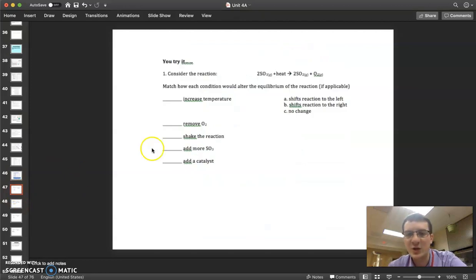So here's a new reaction. 2SO3 plus heat turns into 2SO2 plus O2. Technically, this should have a double arrow. That's an error. But figure out what would happen if you did all of these things. So pause the video here, and then I will show you the answers in a bit. Don't cheat. Try it on your own, and then check.